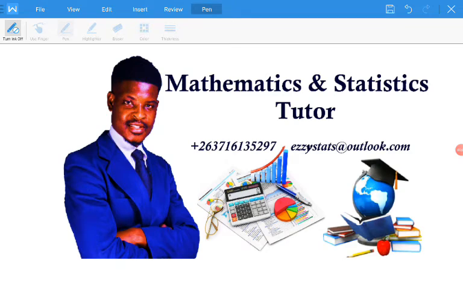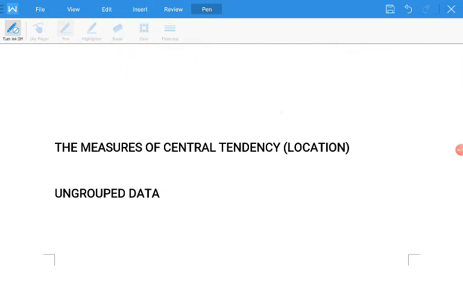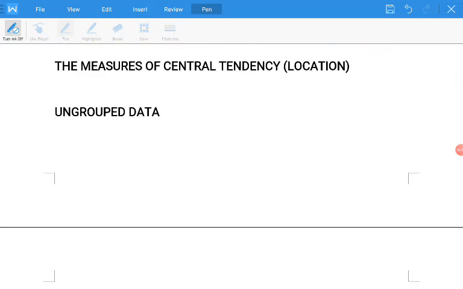How are you guys? My name is Vincent Smoko, and today we are going to be discussing the measures of central tendency. In specific, we are going to be looking at measures of central tendency or measures of location for ungrouped data.